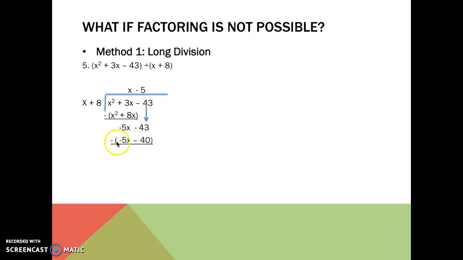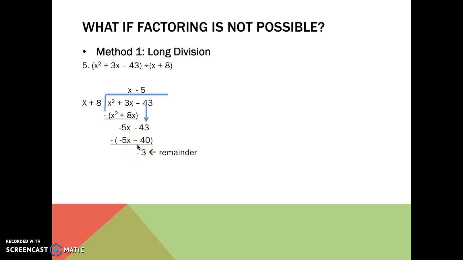Now remember, we're subtracting. So when I have negative 5x minus negative 5x, well, those two negatives become a positive. So negative 5x plus 5x, well, that cancels out. And then I have negative 43 minus negative 40. Well, negative and negative become positive. So negative 43 plus 40 equals negative 3. And so that is my remainder.